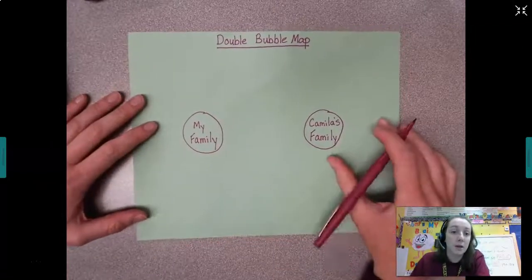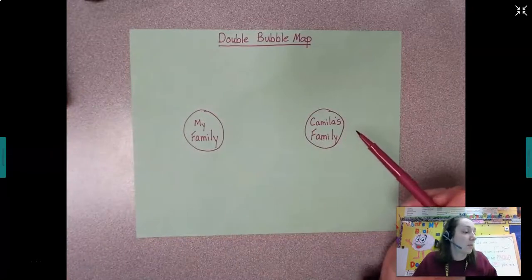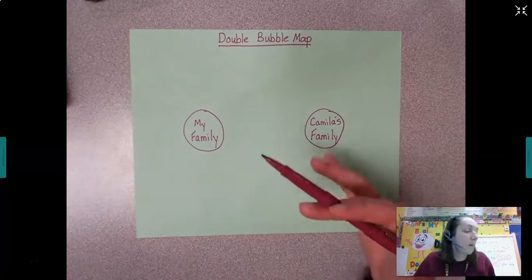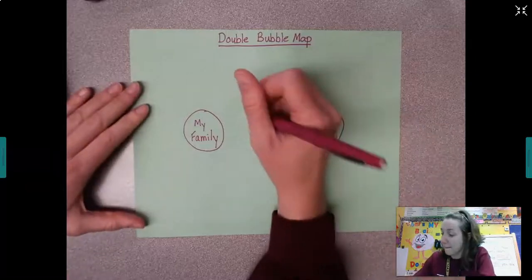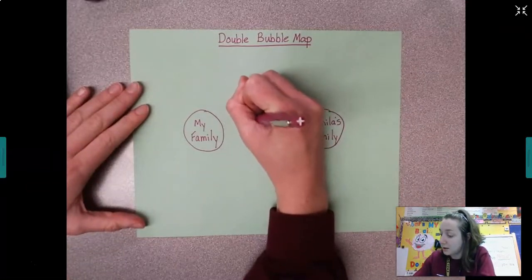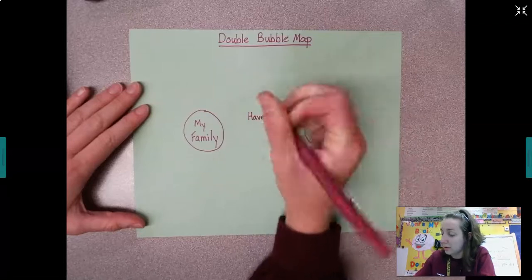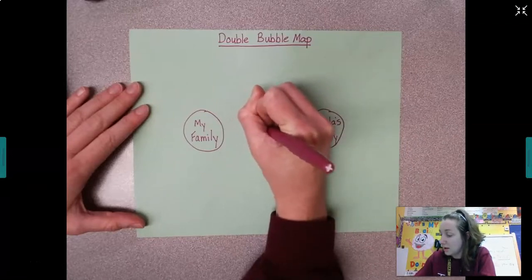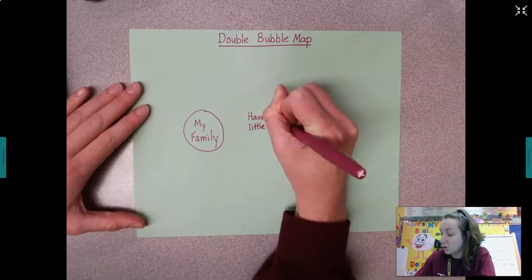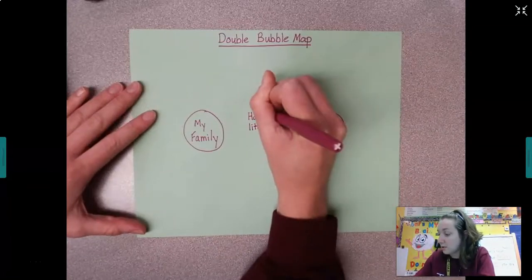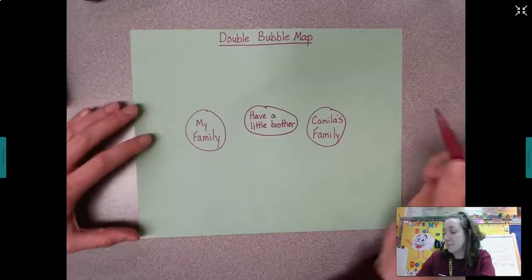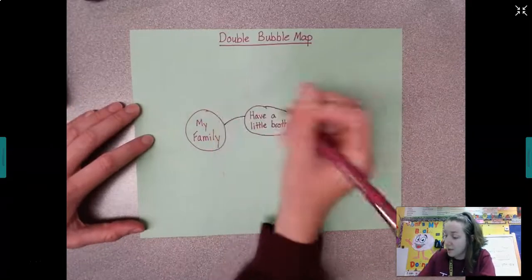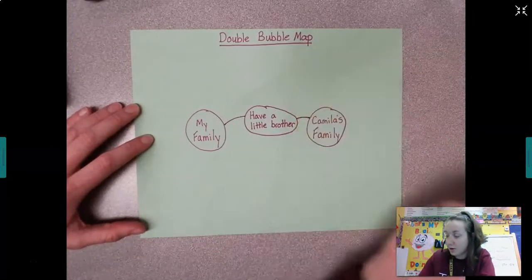So for Camilla and my families, I can go back and reference my text and see what we have in common and what we have different. So the first thing that I personally noticed that Camilla and I have in common is that we both have a little brother. So I have a little brother. His name is Joseph. And she has a little brother whose name is Renee. So remember to write first and then have your circle after, just to keep it neater.